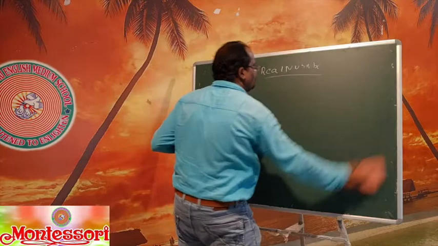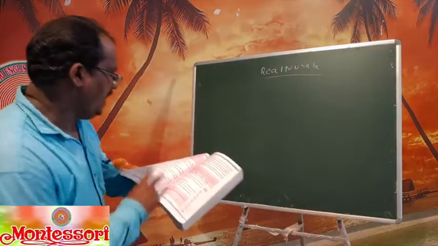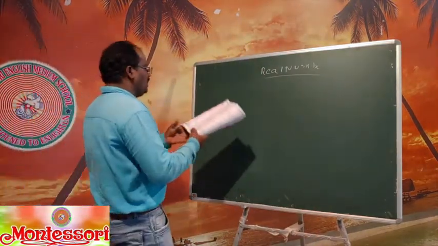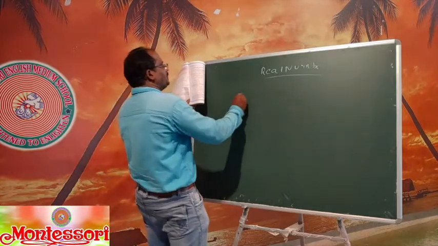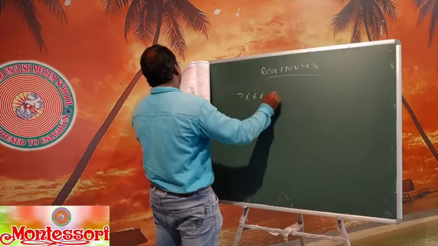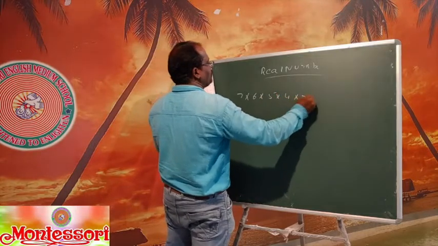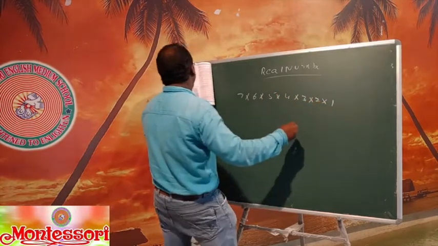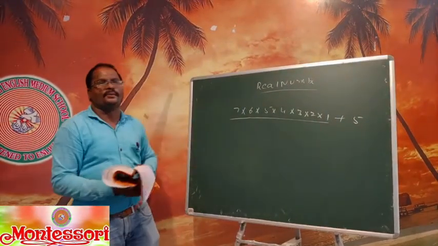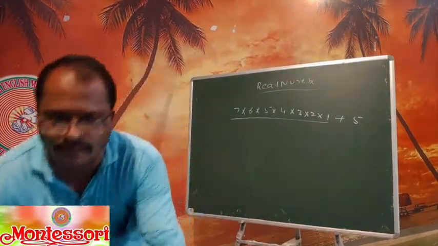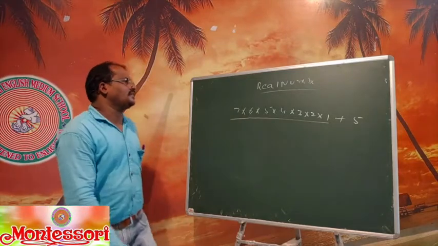Here one more question is there. See here, in the fourth question, one more question is there. 7 into 6 into 5 into 4 into 3 into 2 into 1 plus 5. We have to prove that this number is also a composite number. How to prove that it is composite?